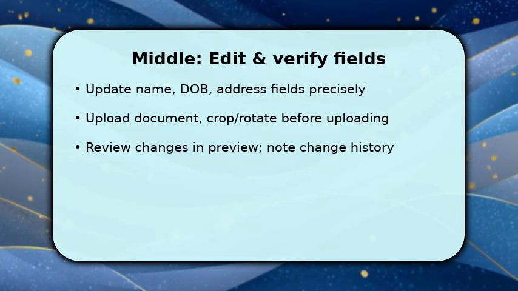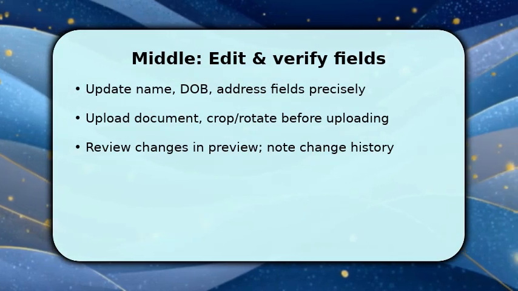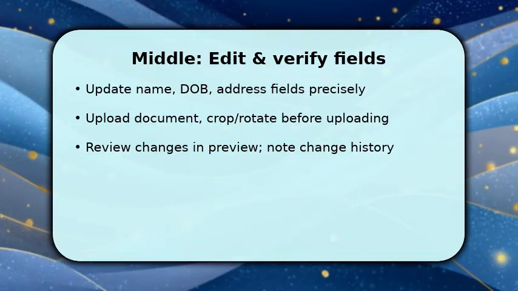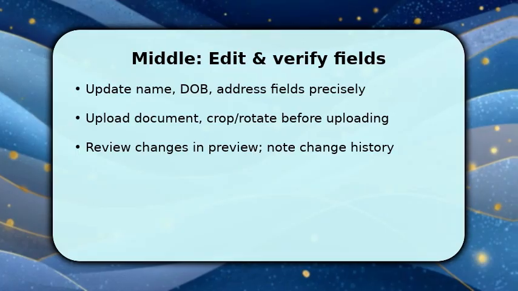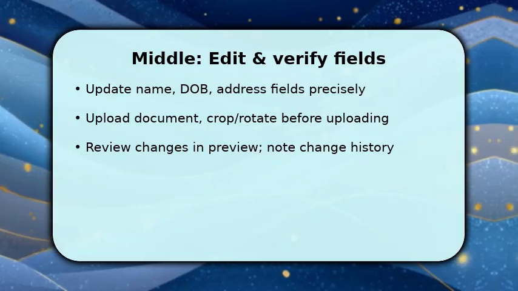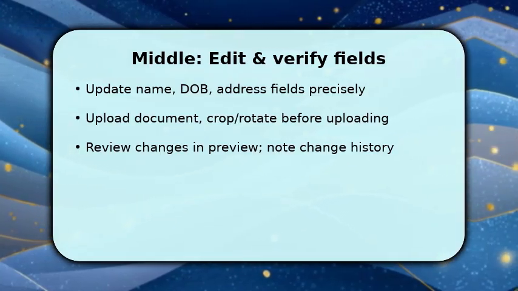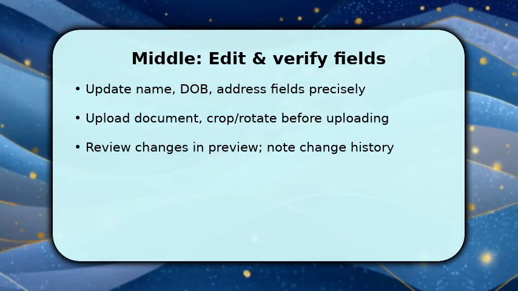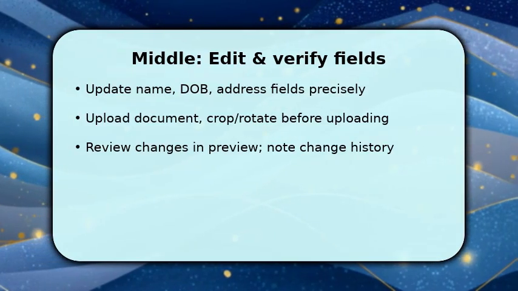Now you edit the specific fields that require updating: name, date of birth, and address. You must type exactly as shown on your ID to prevent rejection, so double-check spelling and format. Next, upload the supporting document and use the portal's preview to crop or rotate if needed.